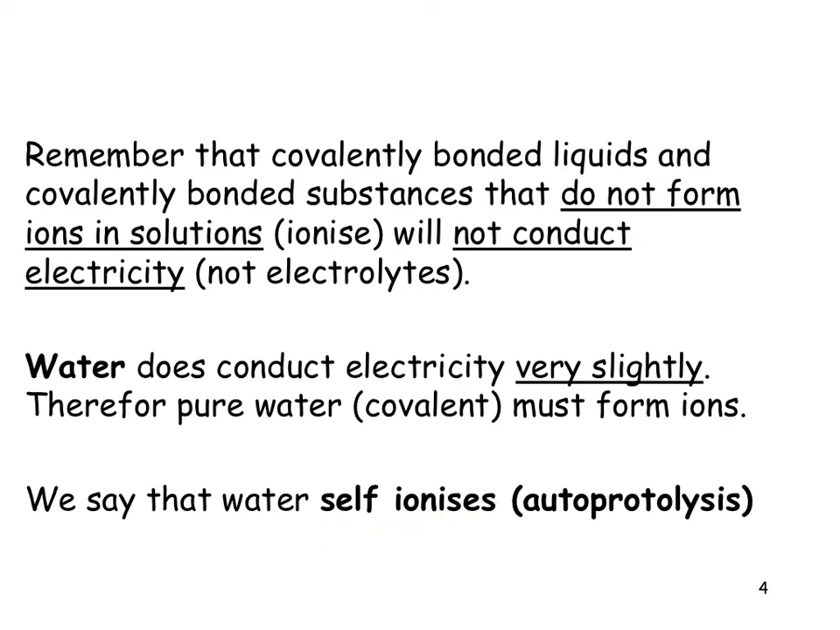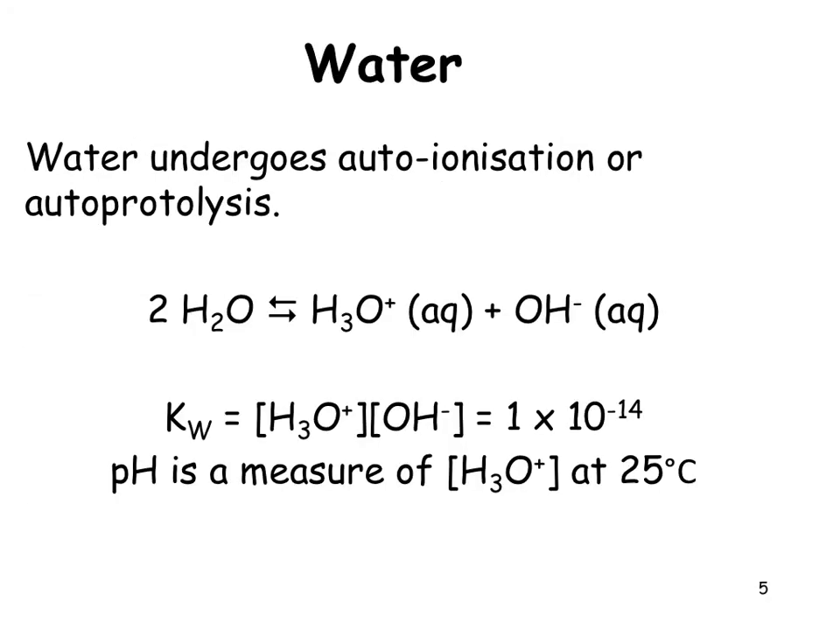In other words, it makes ions out of itself, and this process is known as autoprotolysis, an exchange of protons, where some of the water acts as an acid and some acts as a base. So, the water breaks up into H3O+ ions and OH- ions. This is autoionization or autoprotolysis.